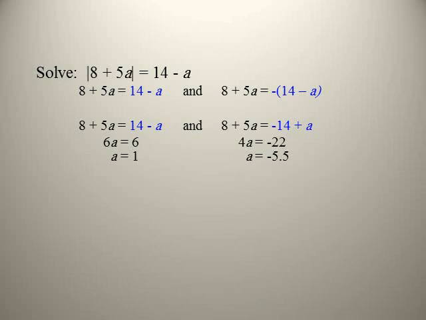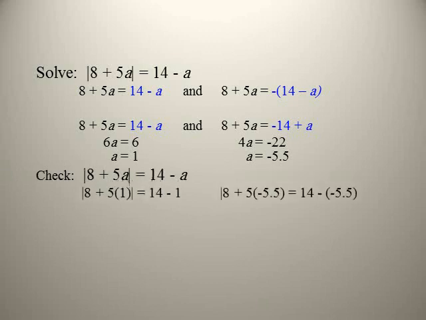Negative a will go to the other side; it will be plus a. That means 6a equals 6, so a finally equals 1. The other one: 5a minus a, it will be 4a equals negative 22. That means a equals negative 5.5. Check your answer. Put a equals 1 and a equals negative 5.5, and you find finally the two sides are right. Then the answer equals 1 and negative 5.5.